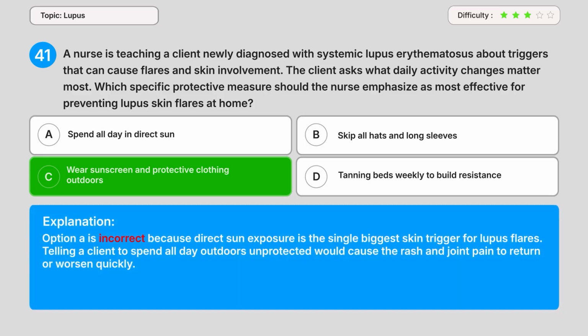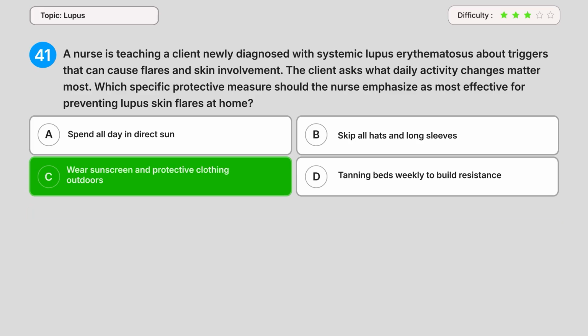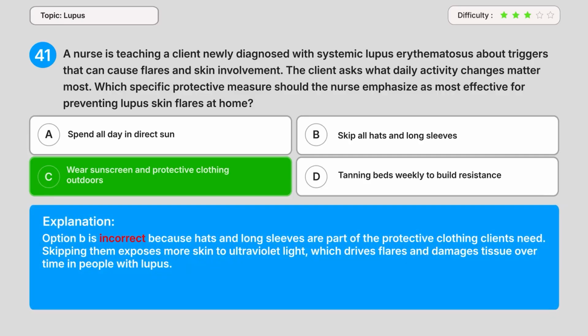Option A is incorrect because direct sun exposure is the single biggest skin trigger for lupus flares. Telling a client to spend all day outdoors unprotected would cause the rash and joint pain to return or worsen quickly. Option B is incorrect because hats and long sleeves are part of the protective clothing clients need. Skipping them exposes more skin to ultraviolet light, which drives flares and damages tissue over time in people with lupus.